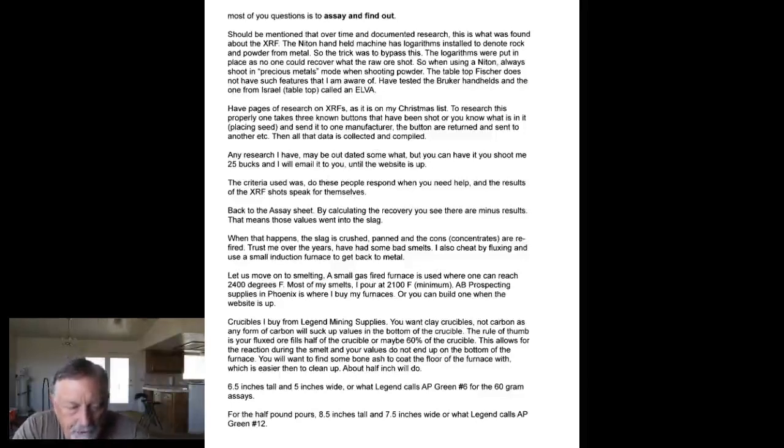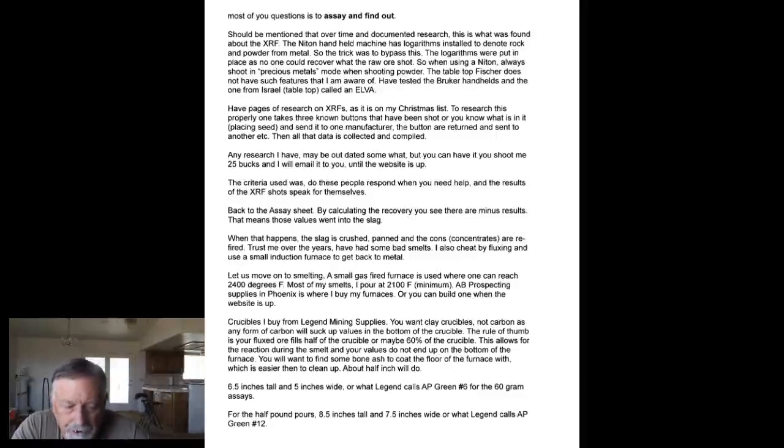Should be mentioned that over time and documented research, this is what was found about the XRF. The Niton handheld machine has logarithms installed to denote rock and powder from metal. So the trick was to bypass this. The logarithms were put in place as no one could recover what the raw ore shot.